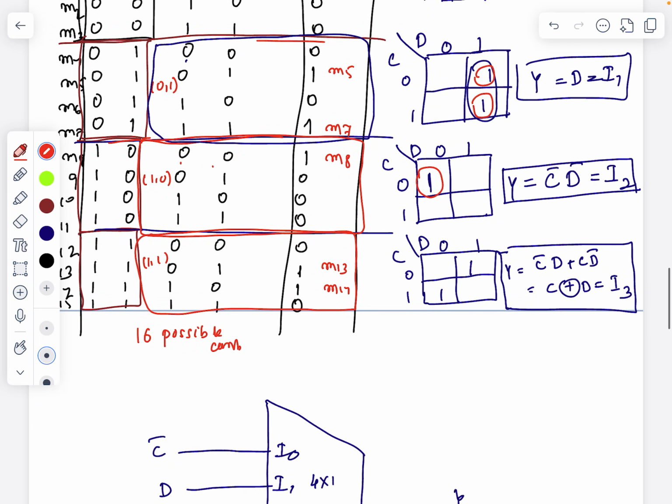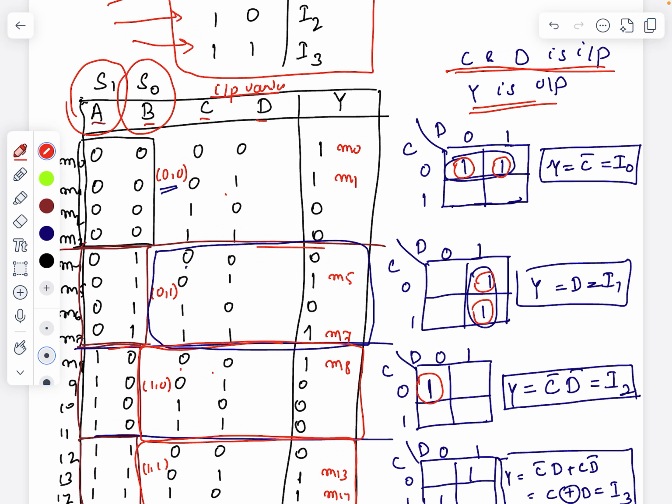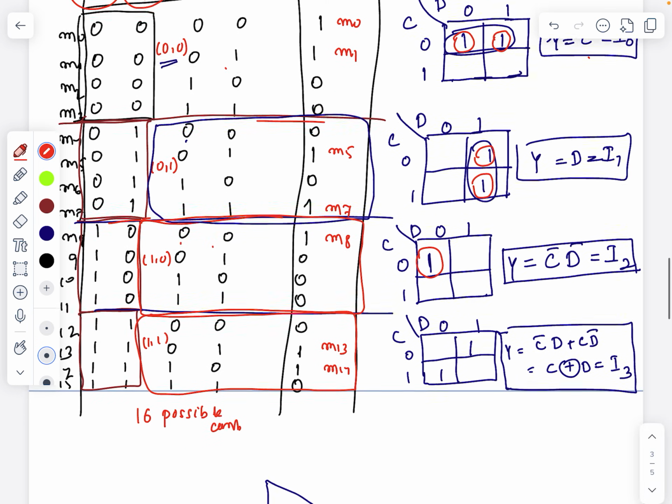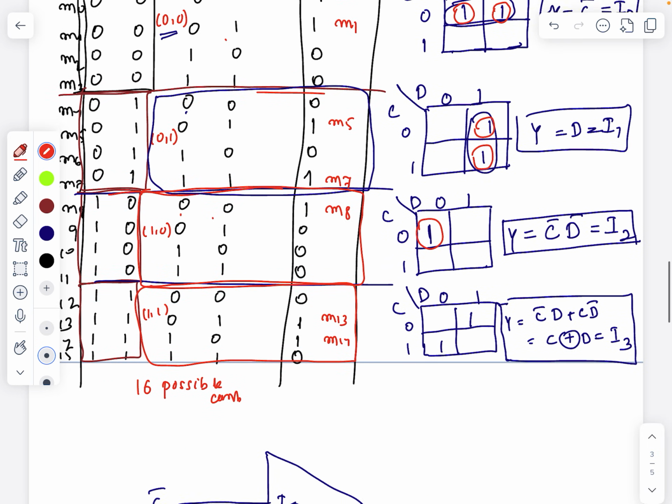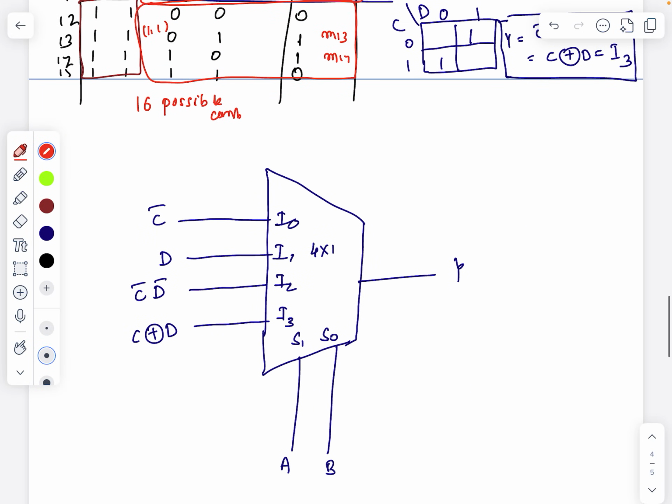Okay. So remember, I have taken four variables A, B, C, D, out of which A and B are used as the selection variables and C and D are the input variables. Now I got the relationship: I0 equal to C bar, I1 equal to D, I2 equal to C bar D bar, and I3 equal to C XOR D, where I0, I1, I2, I3 are the inputs of the 4 cross 1 mux.